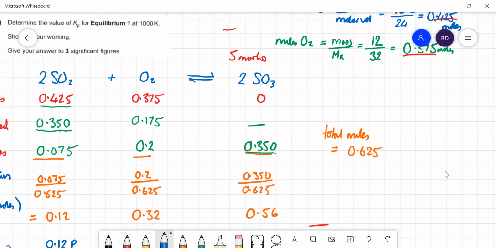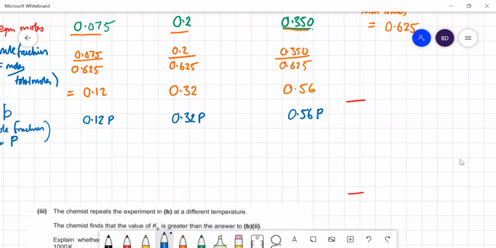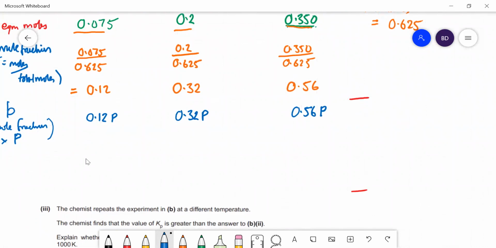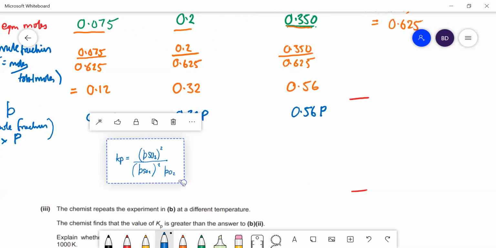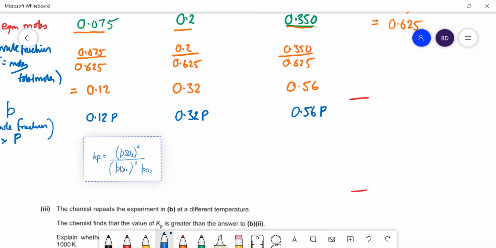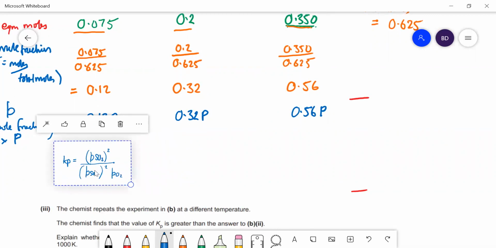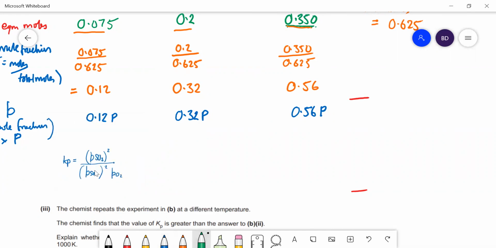So there's a lot of working out in this. It is a 5 marker, but there's an awful lot of working out. There's our Kp expression. All right, got to put the numbers into that. Okay, so Kp, partial pressure of it, so that's that squared. I'm going to square the whole thing, so it's going to be 0.12 squared, and I have to square the P, don't forget. And sorry, that's the wrong one because that's SO2, isn't it? Sorry.